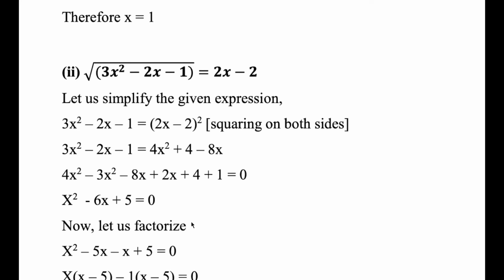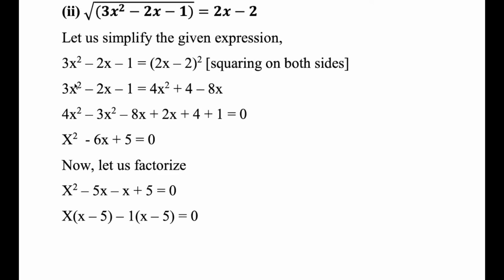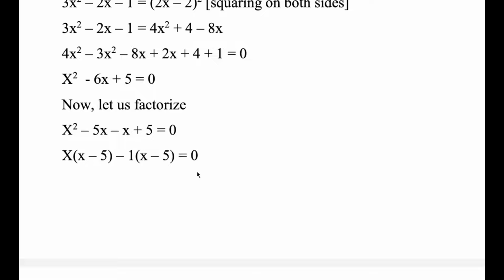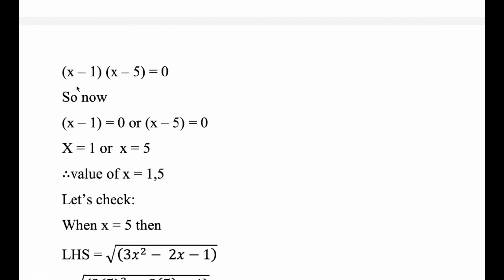Come to the next problem. Root over 3x square minus 2x minus 1 is equal to 2x minus 2. So first I will square both the sides and this root over will be vanished. After that, simple addition. After that, factorize. After that, you will get the values of x. It will be either 1 or 5.